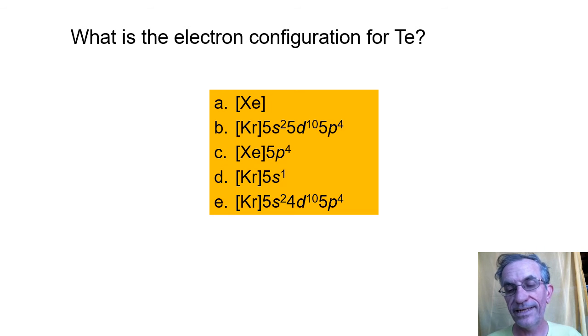Oh, actually, before we get to the last topic, there's one more example I wanted you to try. Try this one. You're supposed to tell me what's the shorthand electron configuration for Te, technetium. It's element 52 on the periodic table. So you'll need a periodic table handy.